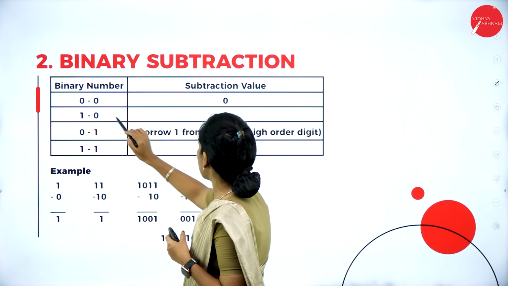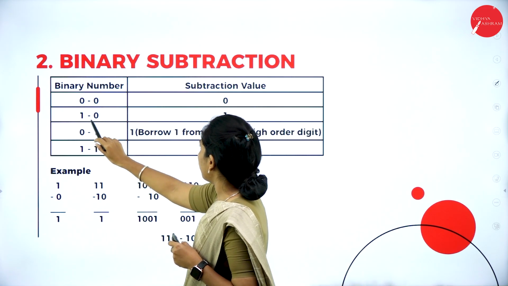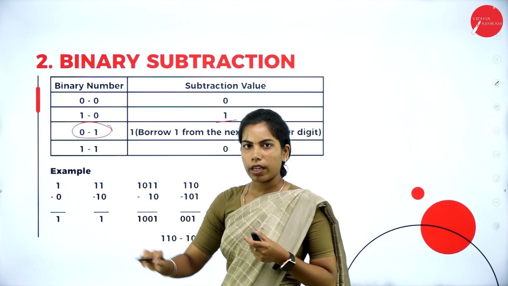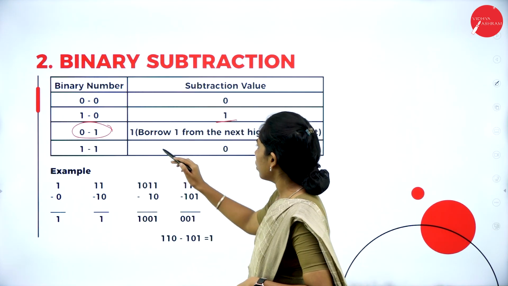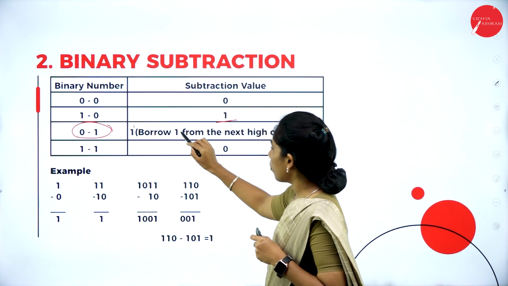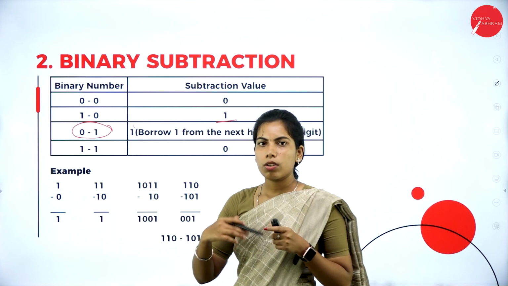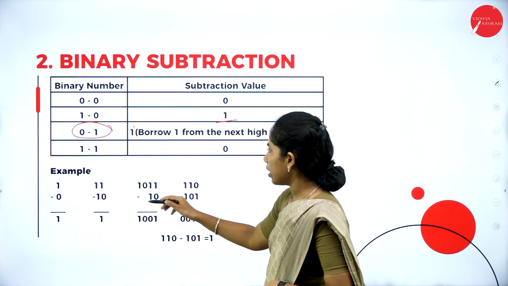When you have 0 minus 0, you will get 0. 1 minus 0, you will get a result of 1. When you have 0 minus 1, then the result is 1 with a borrow from the higher bit. And 1 minus 1, as usual, is 0. So let's see one example.